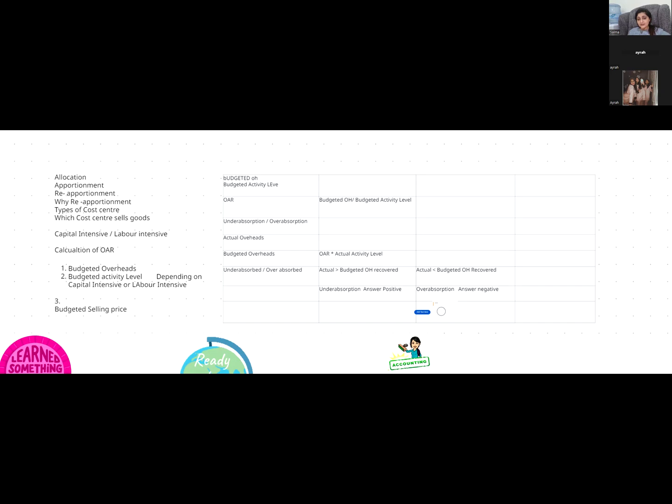Then you minus the budgeted one. How do you get the budgeted overheads? You do the whole apportionment and everything to get the budgeted overheads. But for under absorption and over absorption, you do the OAR into the actual activity level. Remember this without fail: OAR into the actual activity level. Then you'll get the total recovered, and then you minus it from the actual.